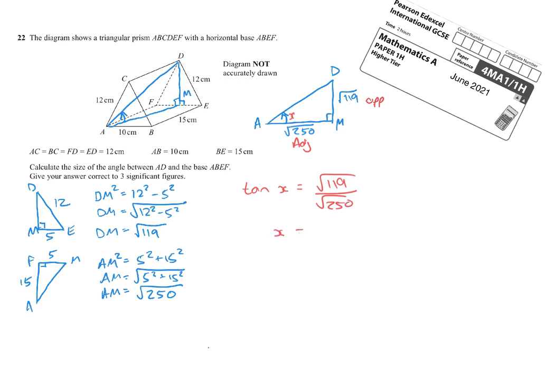So x is equal to tan to the minus 1, or if you prefer, arctan of root 119 over root 250. And when you put that into a calculator, you get an answer of 34.602 and a whole bunch of other stuff. I wanted 3 significant figures, so x is equal to 34.6 in this instance.